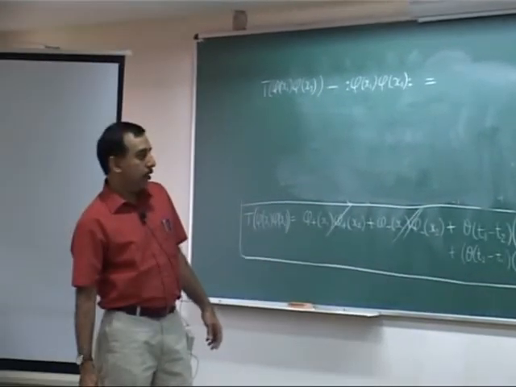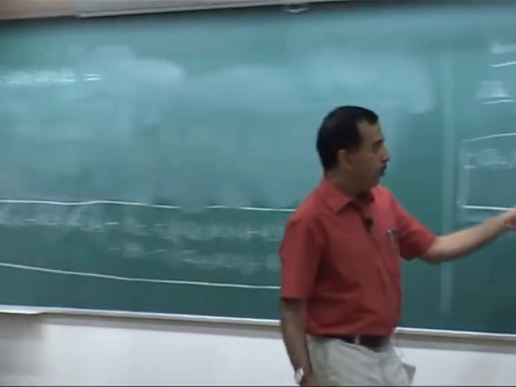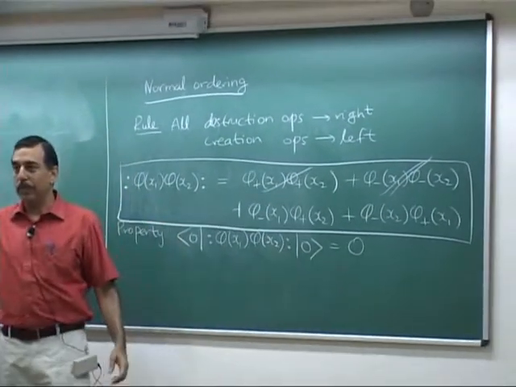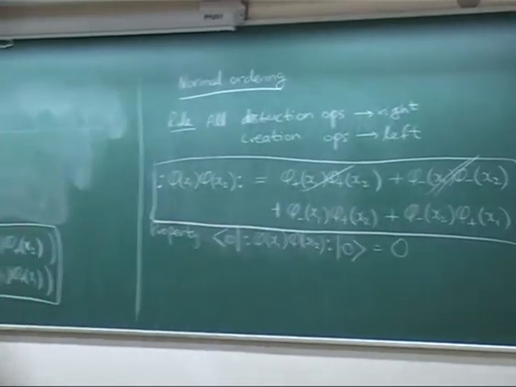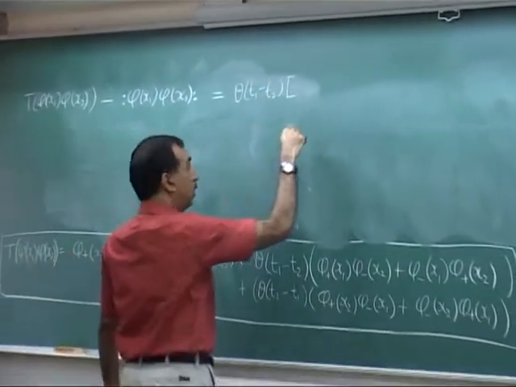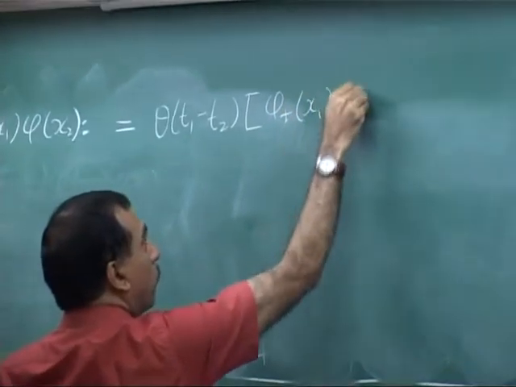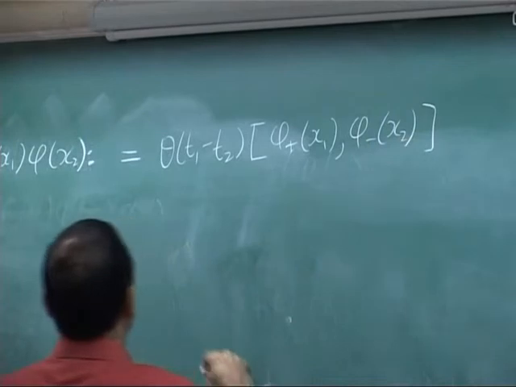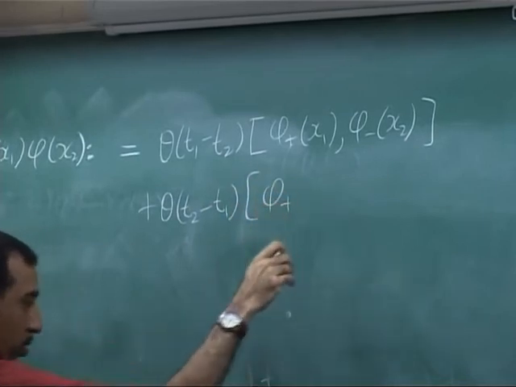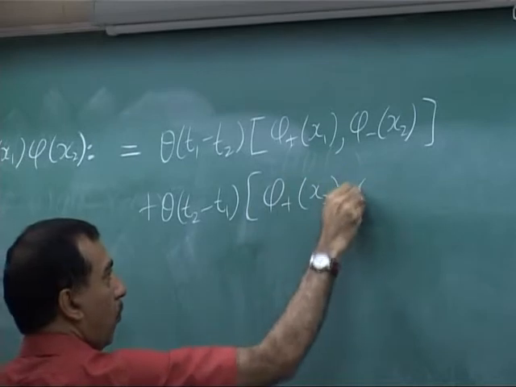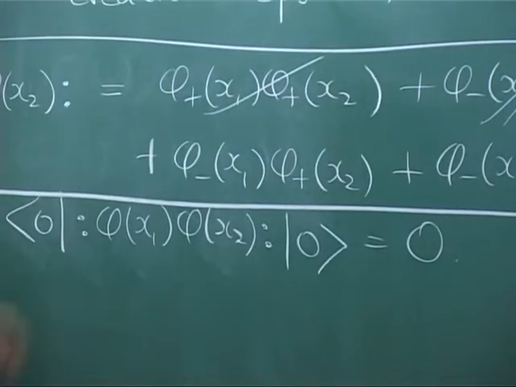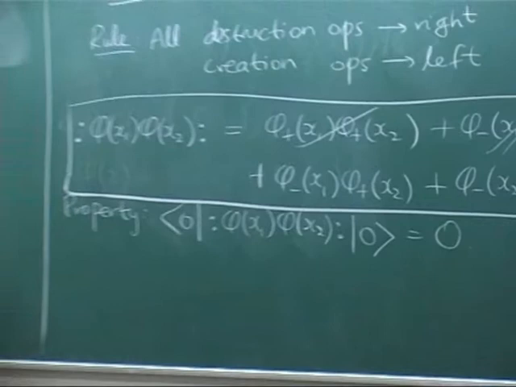Okay. Now if you look at the other terms, you realize the following. I can put theta of t1 minus t2 plus theta of t2 minus t1 in front of these two because that is just one. Then I can combine with these, and I find the following nice result. I get a commutator that cancels this term with that theta. You have to do it. This is an exercise for tutorials. If you do it, this is what you get.